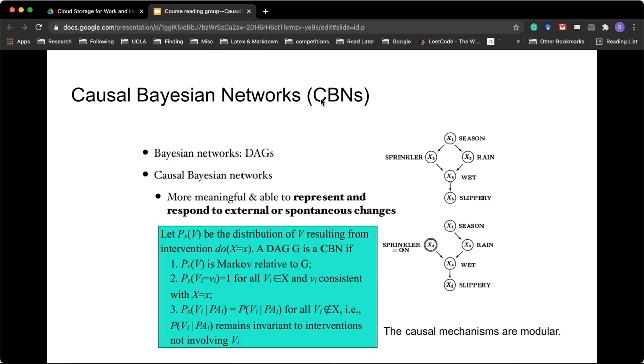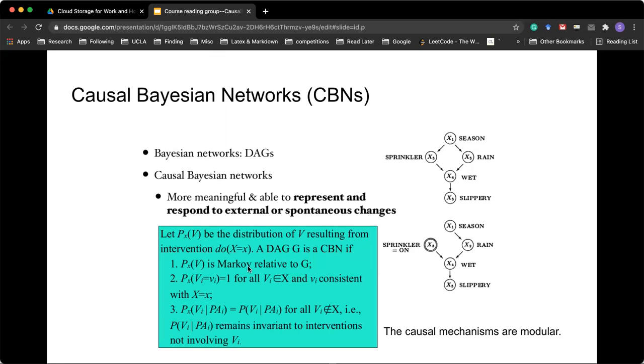But this is only the definition of the interpretation of do calculus on a graphical model. What properties should a Bayesian network hold that can enable us to infer causality in this graphical model, in this Bayesian network? There are three conditions. Let's say the variable set we want to observe is V, and we will do some intervention on the node set X, and we denote this distribution as P subscript X of V.